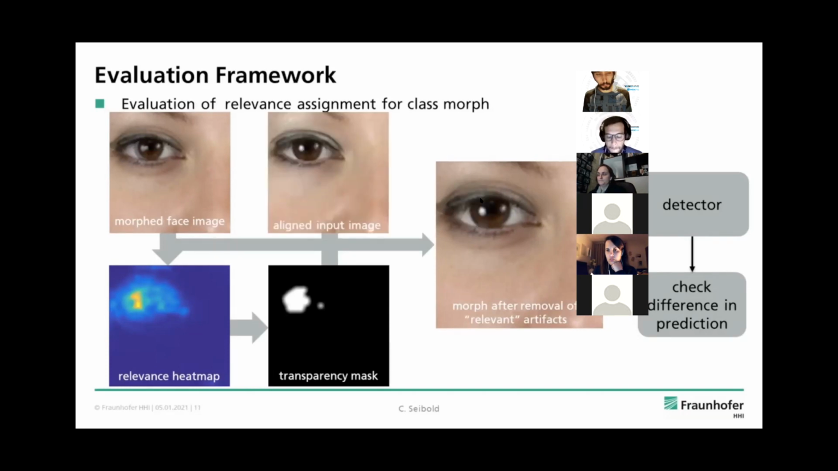We use one of the aligned input images to get the color values for our substitution. Actually, we substitute the selected most relevant regions by the corresponding regions of the other input image. The final image without the highlighted relevant artifacts is then fed into the network, and the change in the decision making is analyzed to assess the quality of the relevance assignment.